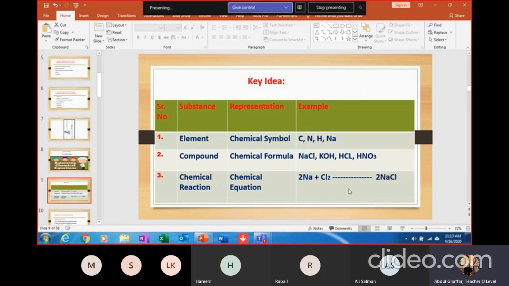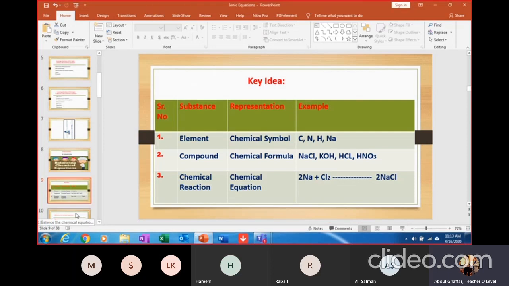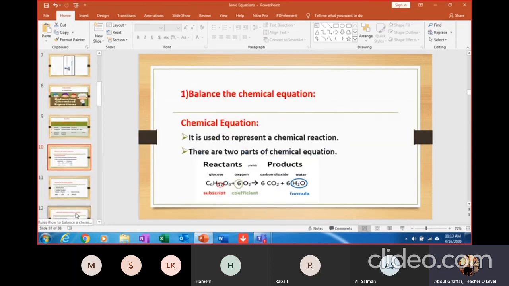Okay, today we have to balance this equation, and then we will move towards the ionic equation, right? So, balancing the chemical equation. Before balancing the chemical equation, you must know what a chemical equation is. It is used to represent the chemical reaction. We represent the chemical reaction with the help of the chemical equation.